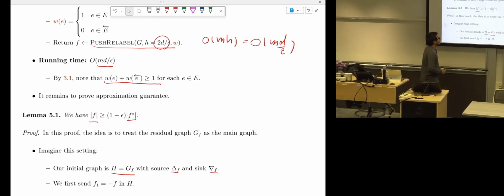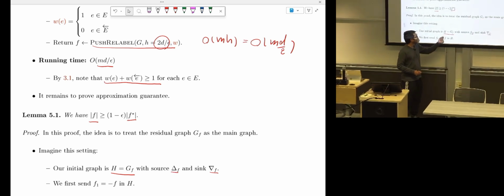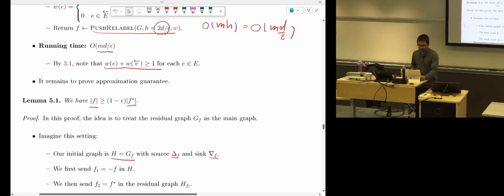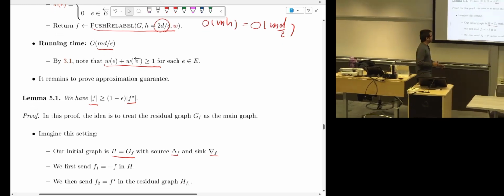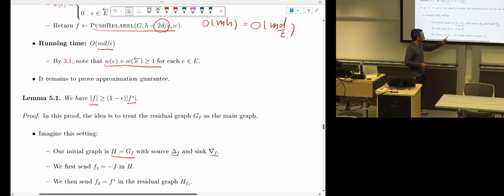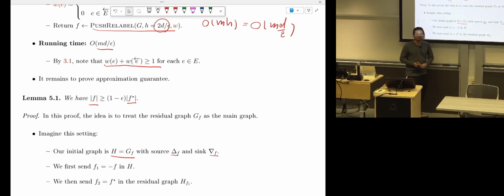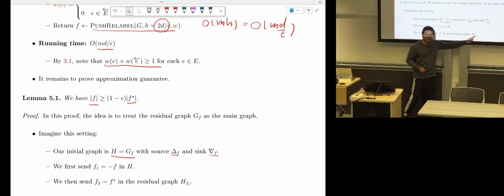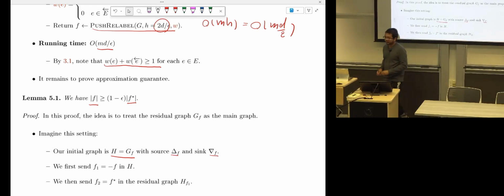Because if you send something in this residual graph, you could send something backward, just revert everything. That's the flow F1 that I send in H. And then consider that after sending this, I just send F2, which is F star. F star is sent in the residual graph, in H, after I send F1. Okay.